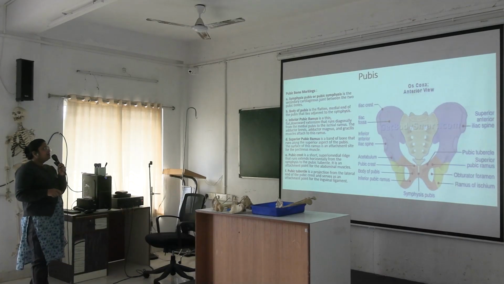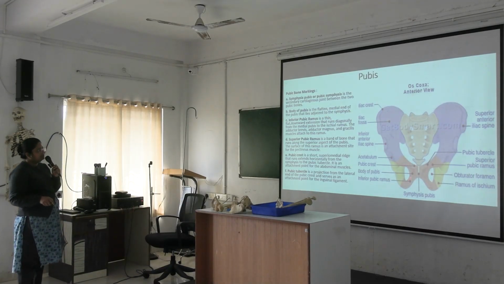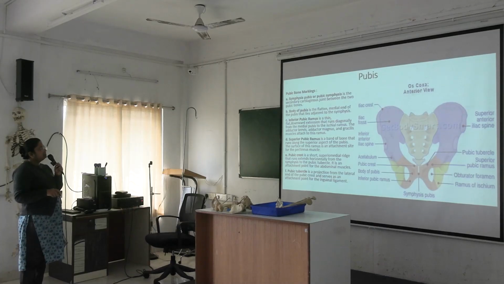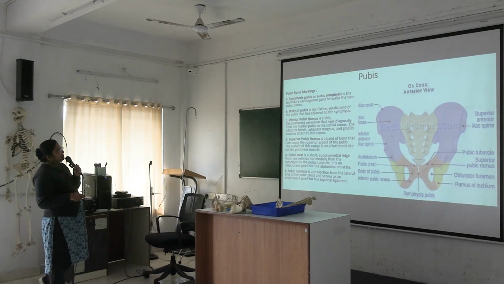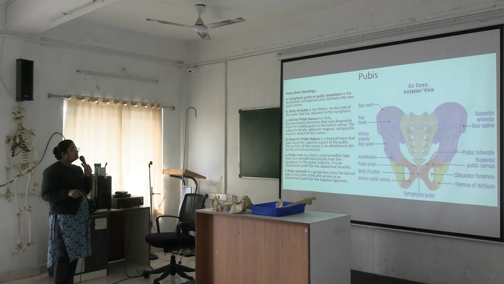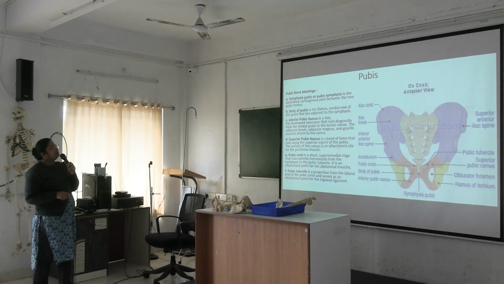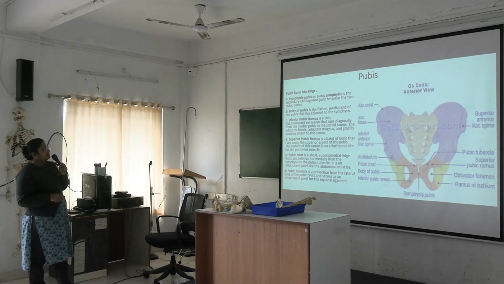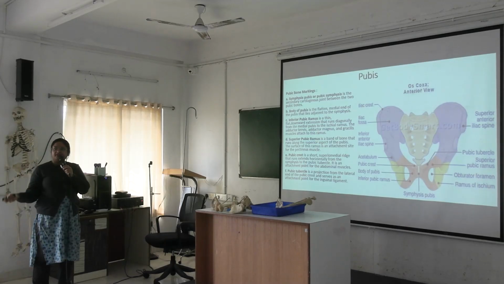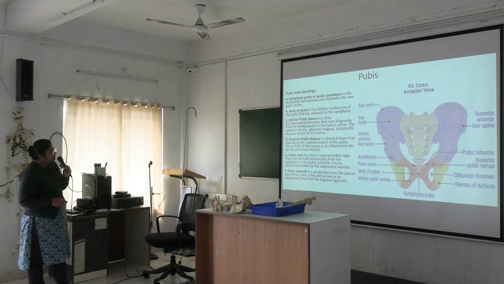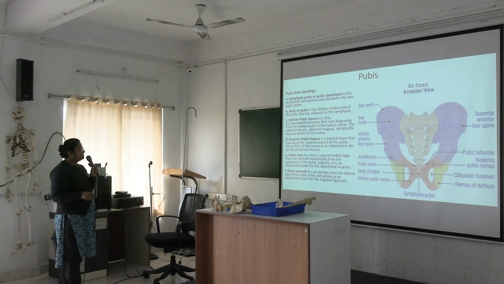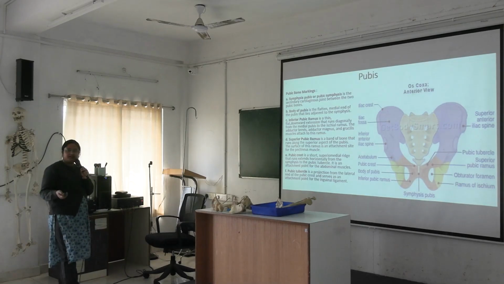Inferior ramus or pubic ramus. Here is the inferior pubic ramus. It is a thin, flat downward extension that runs diagonally from the medial part of the pubis to the ischial ramus, and it gives attachment to the adductor group of muscles. Okay, adductor brevis, adductor magnus, and gracilis are attached to this ramus.